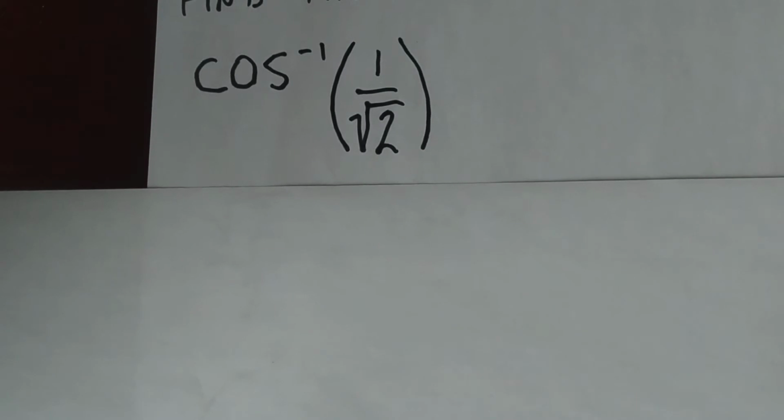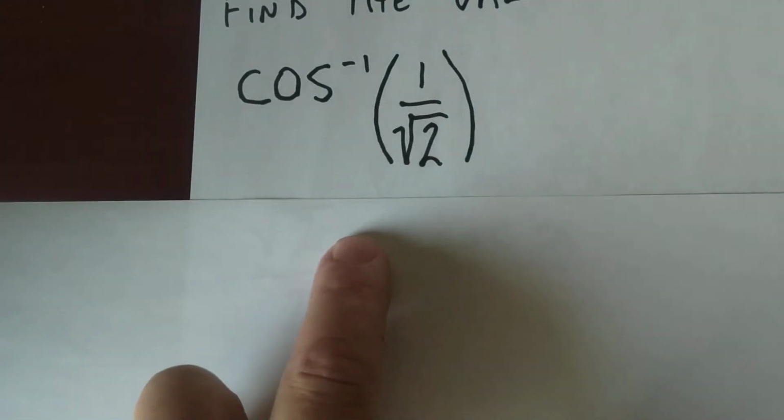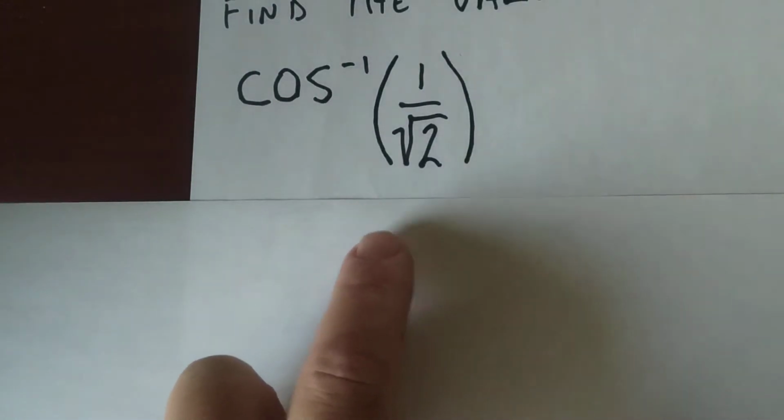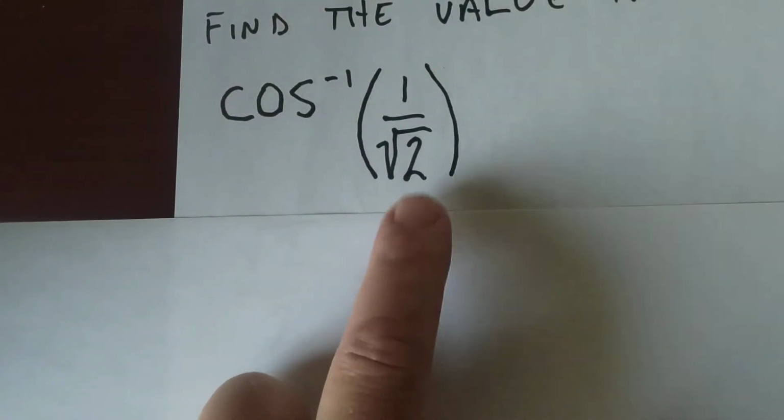I'm going to show you the problem, and you don't know how to do it yet, and hopefully by the end of this video, which isn't going to be long, you're going to know how to do it. So: cosine to the negative 1 of 1 over the square root of 2, and that makes me cringe. Why? Because I didn't rationalize the denominator. Always rationalize it. So I went ahead and rewrote it.